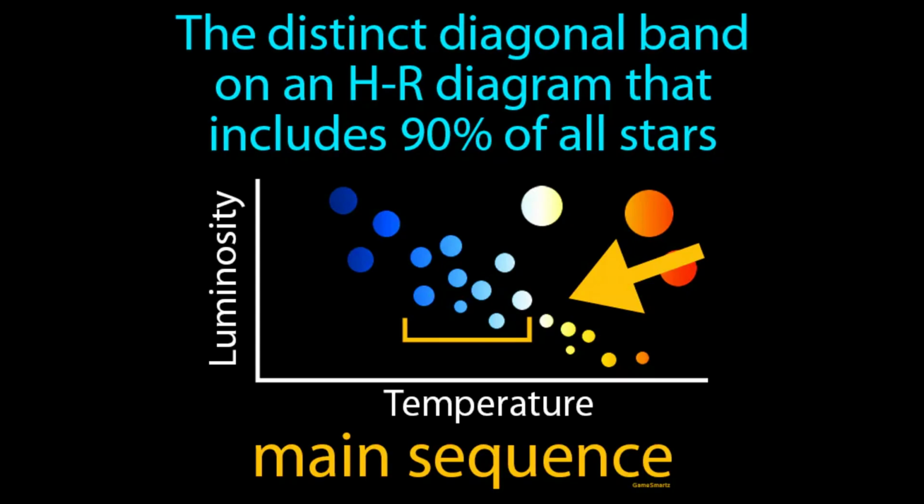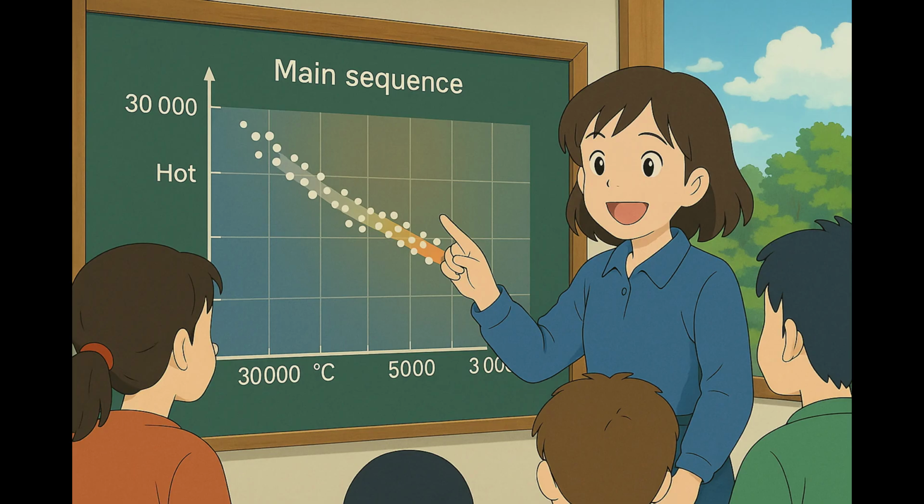The distinct diagonal band on an HR diagram that includes 90% of all stars: the main sequence. Main sequence stars are those that are in the stable phase of their life cycle, fusing hydrogen into helium in their cores. Imagine trying to organize a diverse group of people by age and height, noticing that most fit into a predictable pattern where older people are generally taller.